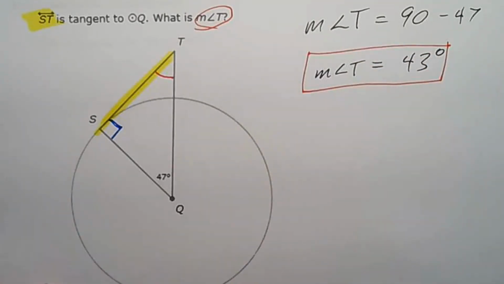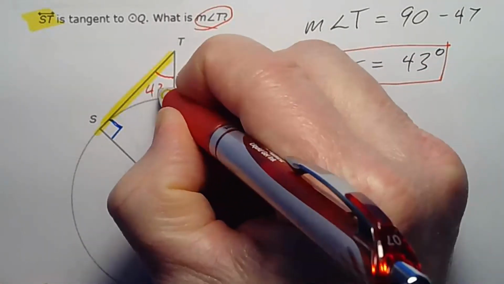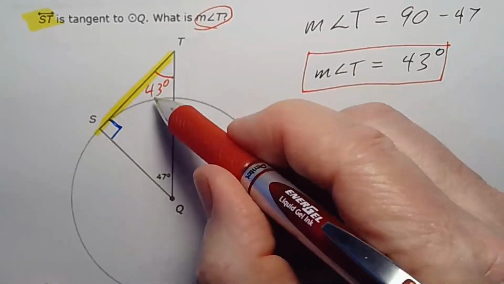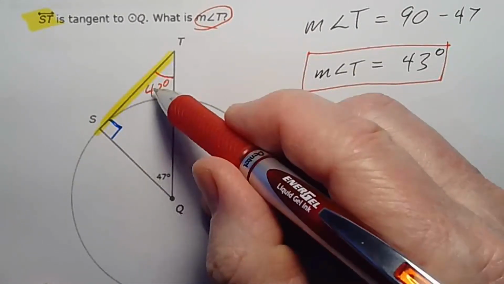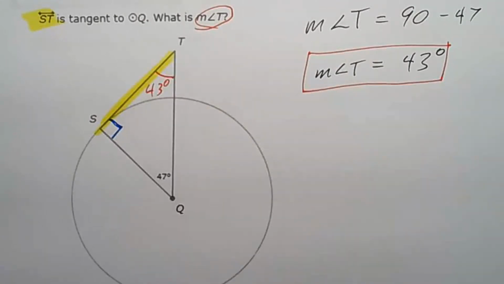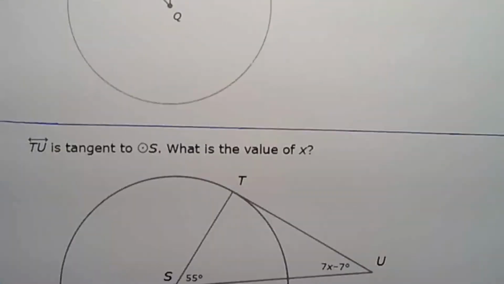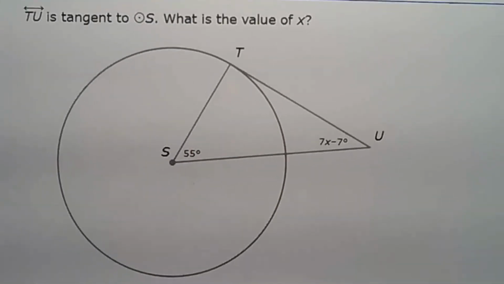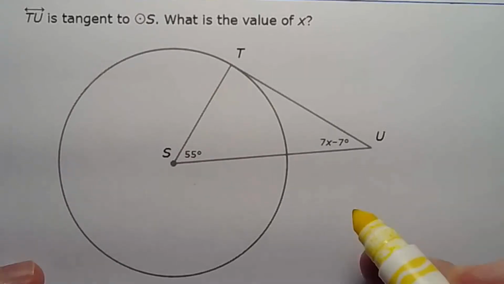And I always like to put it back in the picture just to double check, right? Does 43 make sense? Well, 43, 3 plus 7, that's 10, plus 1, 90. Yep, that seems to all look right to me. Okay, great. Let's move on to the next one. Now, sometimes it's going to be just a little bit trickier. We've got to do a little calculation, but again, let's get our bearings straight here.